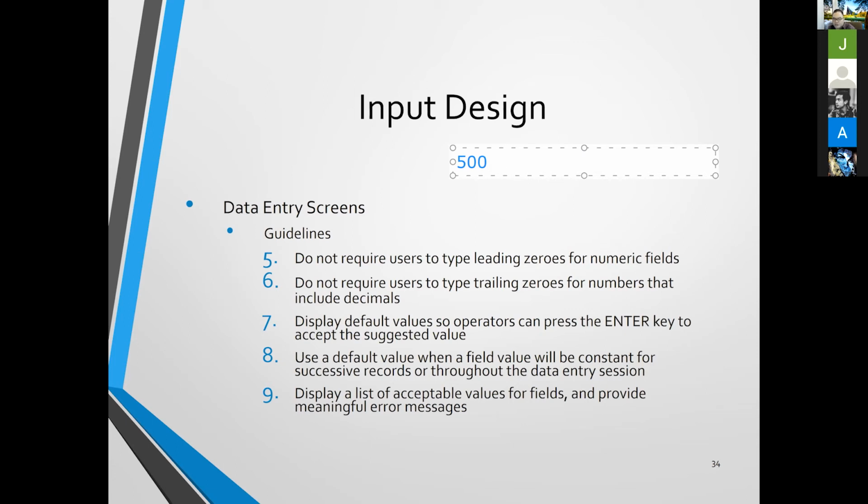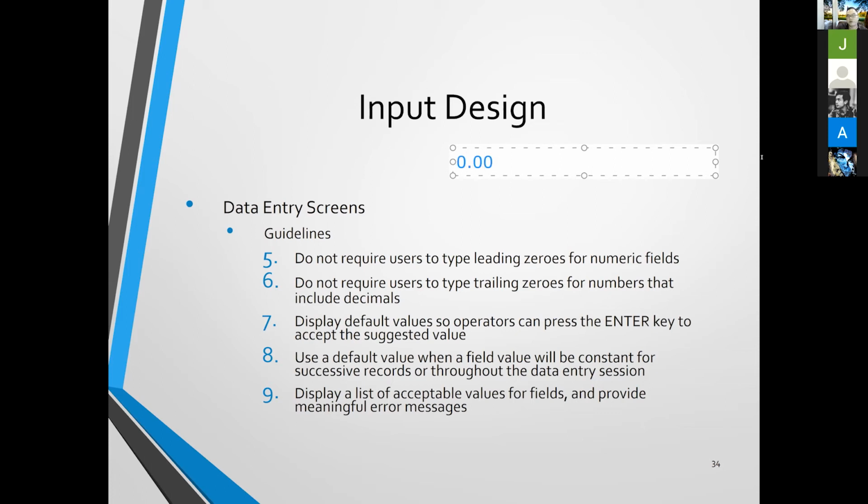But if you let users type like this, 500.00000, these are trailing zeros, too much. Users may type 500.00, or they may just type 500, and once they press enter or press the tab button, the 500 will be added with 0.00 automatically, something like that. This is okay, but do not let users enter so many trailing zeros.